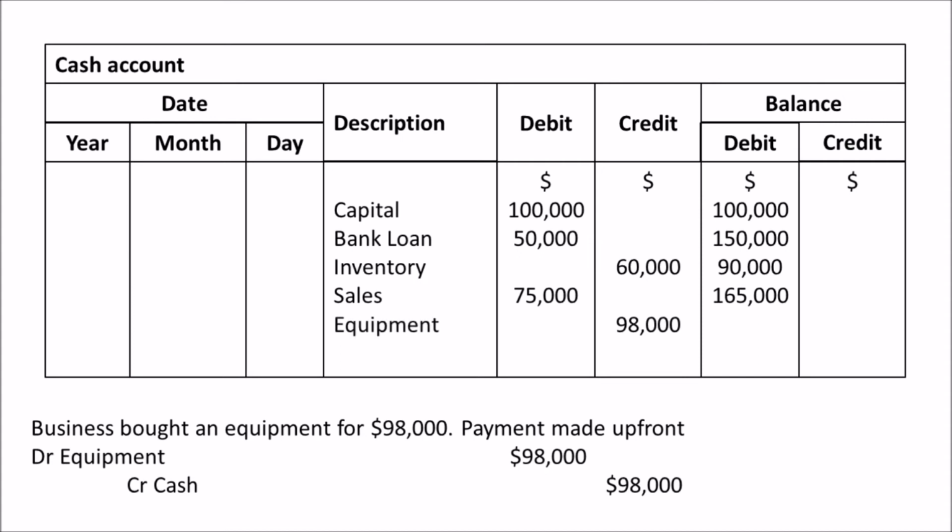Lastly, recalculate the balance. Original balance before the transaction is $165,000. Cash balance has decreased by $98,000 due to the purchase of equipment, so the latest balance is $67,000.